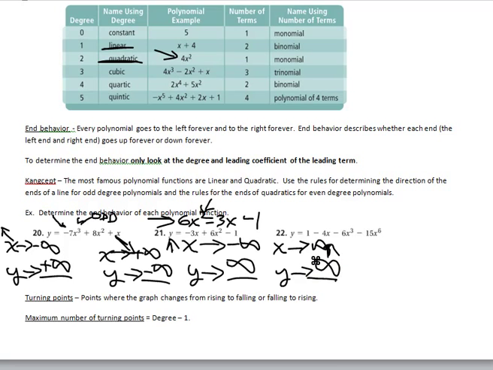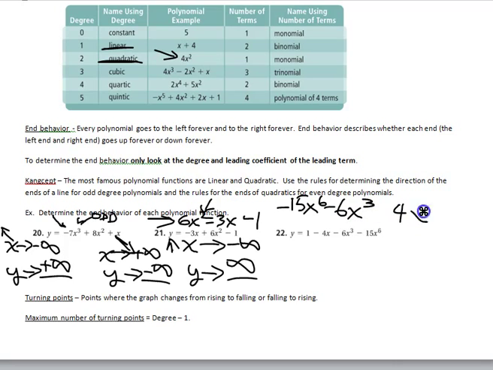In the last example, number 22, again, this is not in standard form, so I'm going to put it in standard form from biggest exponent to smallest: negative 15x to the sixth minus 6x cubed minus 4x plus 1. Again, looking at the degree, the degree is even, so it's going to be like a parabola: either both ends up or both ends down. Since the leading coefficient is negative, I know both ends will be down.